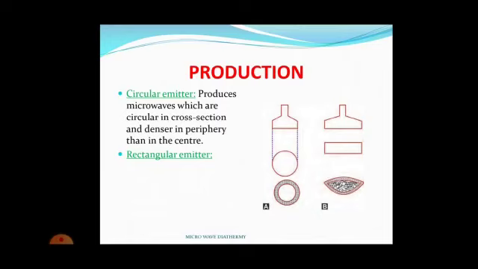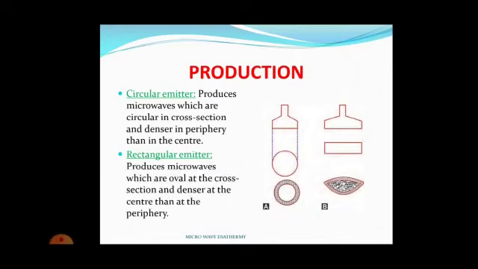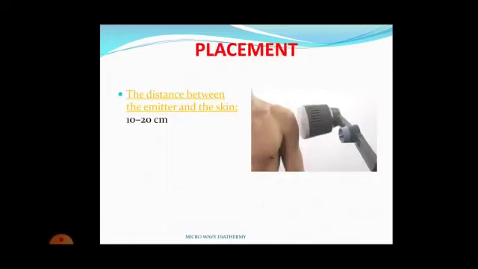Now what about the rectangular emitter? They will produce microwaves which are oval in shape in cross section, and they will be denser at the center as compared to the periphery. As you can see in figure B, the center part of this oval shape will be heated more as compared to the peripheral part.